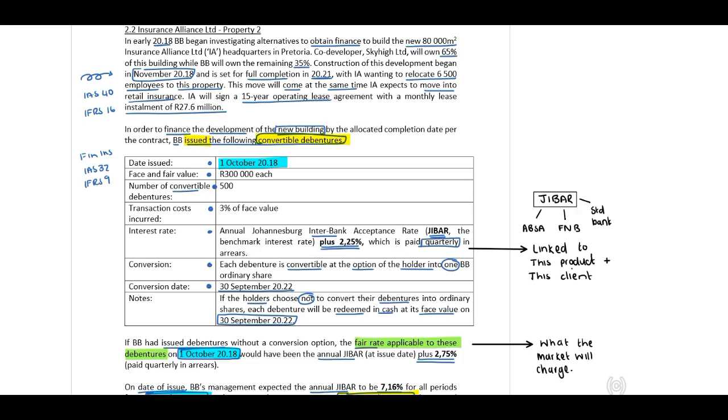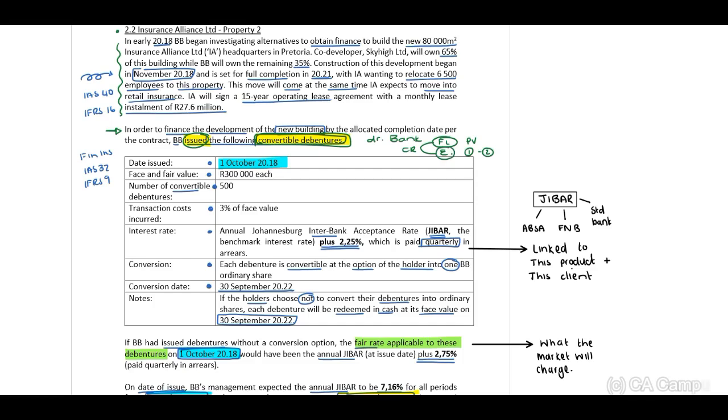The first paragraph under 2.2, guys, a little bit of background info only. They indicate to us in the second paragraph, in order to finance the development, they issued the following convertible debentures. Now, think about this. If they issue the convertible debentures, they will have to debit bank because they will receive the money, and then credit the financial liability and the equity. You with me? We have determined that we need to calculate the present value of our financial liability, and our balancing figure between step 1 and step 2 will be our equity.